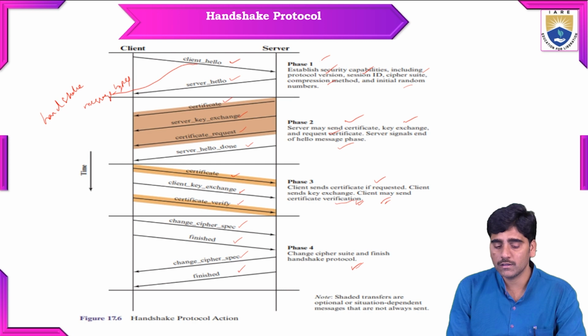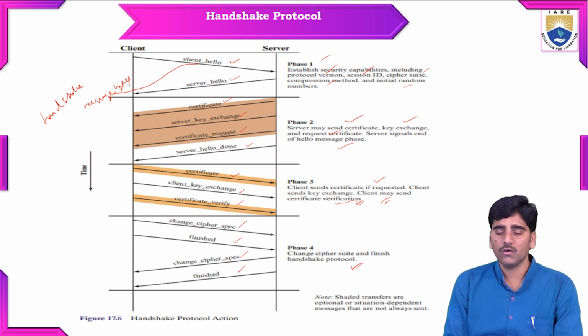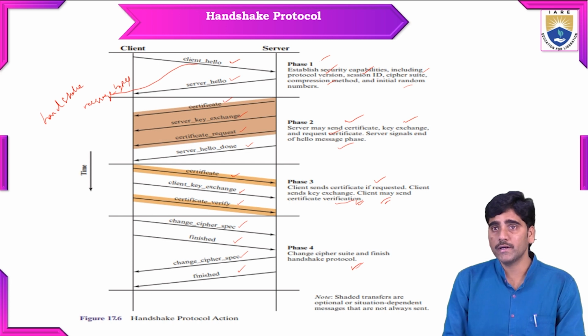Then they are finishing with the help of finished messages. So here the shaded transfers are optional or situation-dependent messages that are not always sent. If a certificate is requested, then they can send it. If a key exchange is requested, then they can exchange it. So here, how are they completing all these phases with their message types?